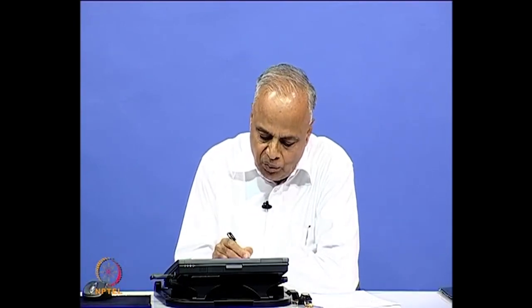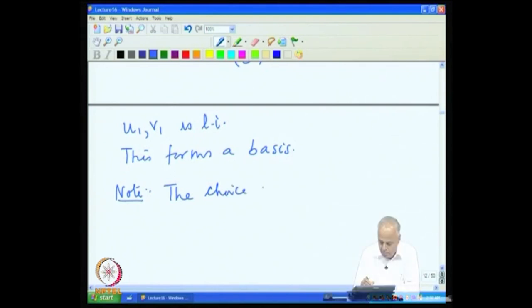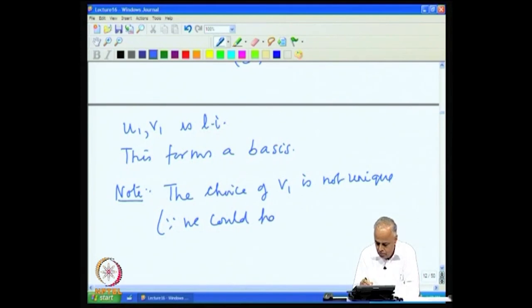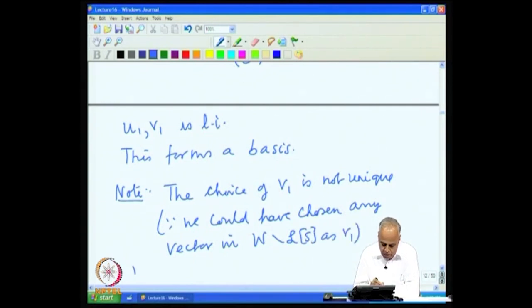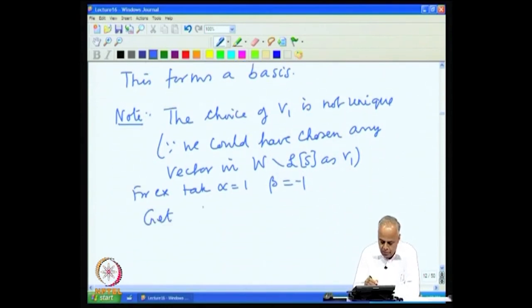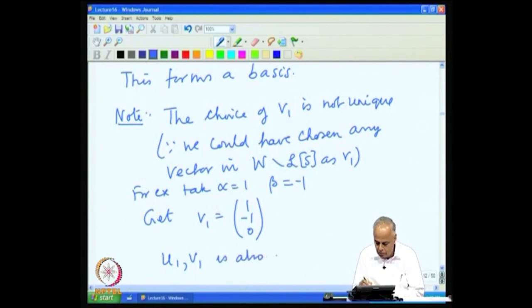Therefore, the choice of V1 is not unique, because we could have chosen any vector in W minus LS as V1. For example, take alpha equal to 1, beta equal to minus 1, you get V1 equal to 1, minus 1, 0. Then this U1 combined with this V1 is also a basis.